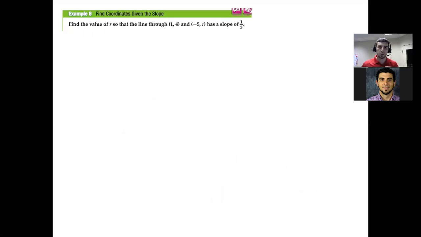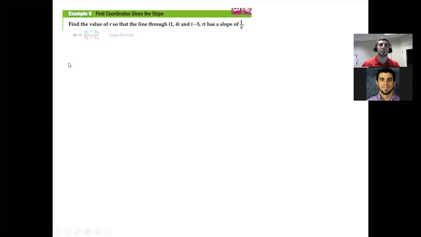This is kind of like a challenge problem. I like these ones. Find the value of r so that the line through the points (1, 4) and (-5, r) has a slope of 1/3. Now here, normally you take the 2 points, put them in the change in y over change in x formula, simplify it, and you get the slope. Well, here we know the slope and we're missing one of the values.